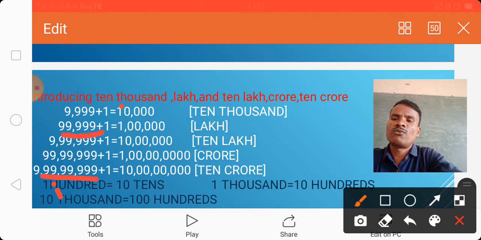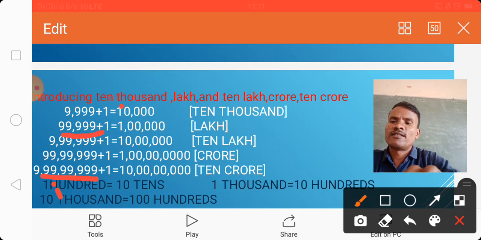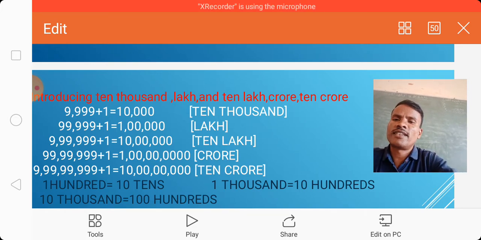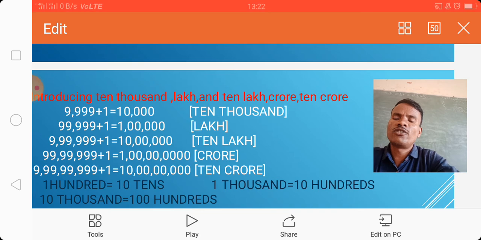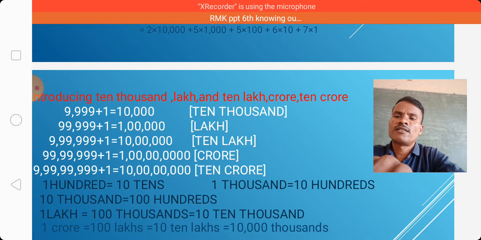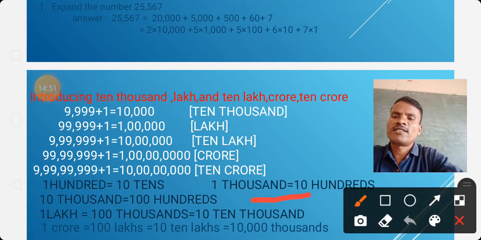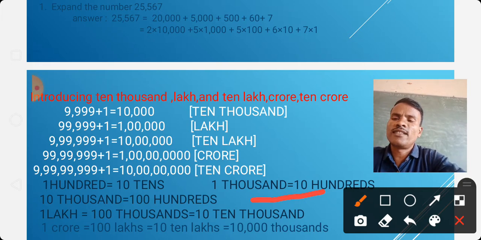Now come to the 100. Here 100 is equal to 10 tens. 10 tens means 10 into 10. 10 into 10 gives 100. Then come to the 1000. 1000 is equal to 10 hundreds. Okay, now next come to the 10,000. 10,000 is equal to 100 hundreds. That means 100 into 100. 100 into 100 gives 10,000.